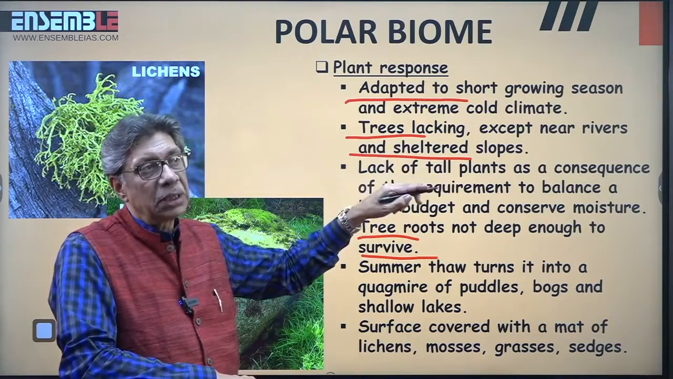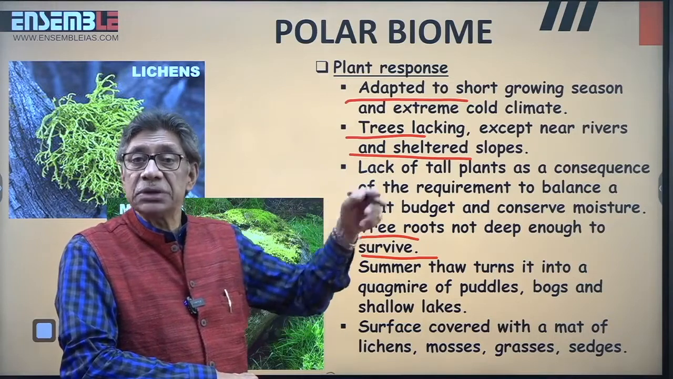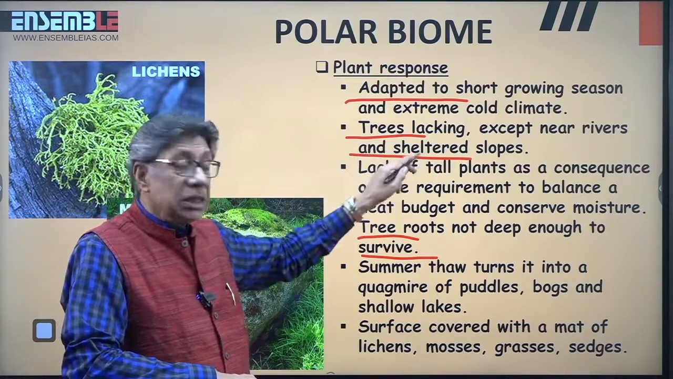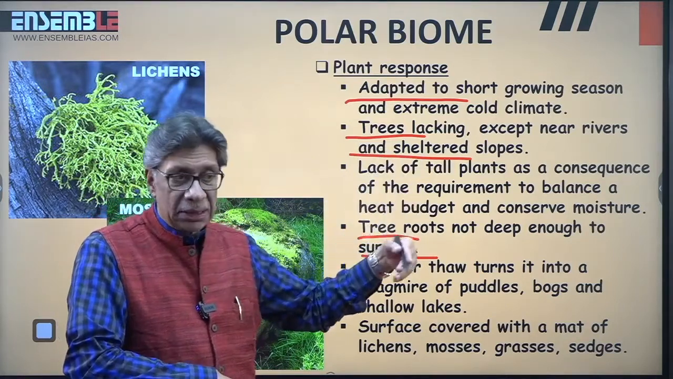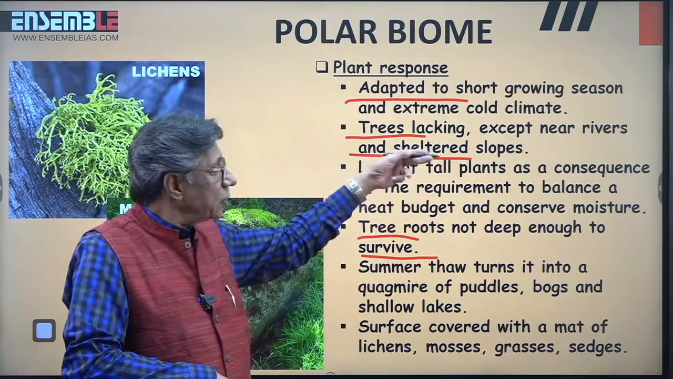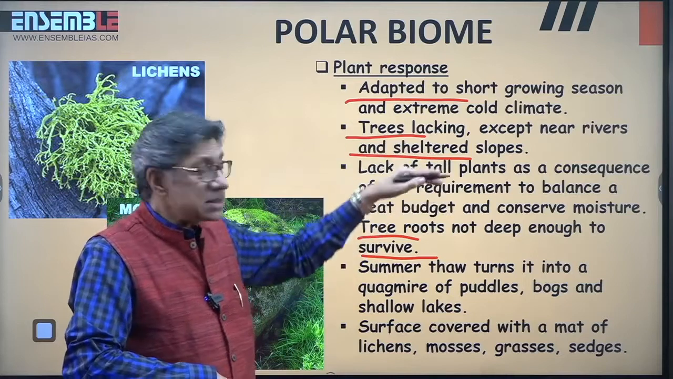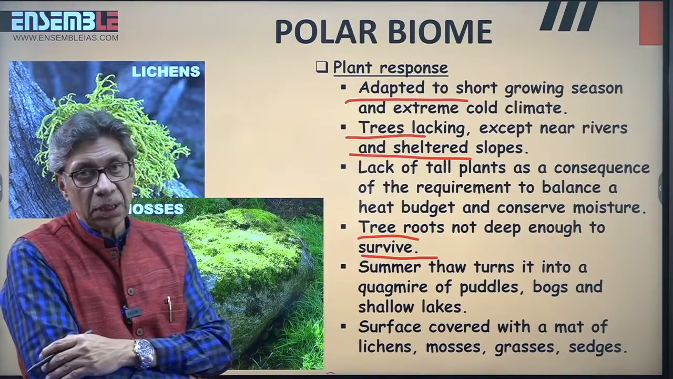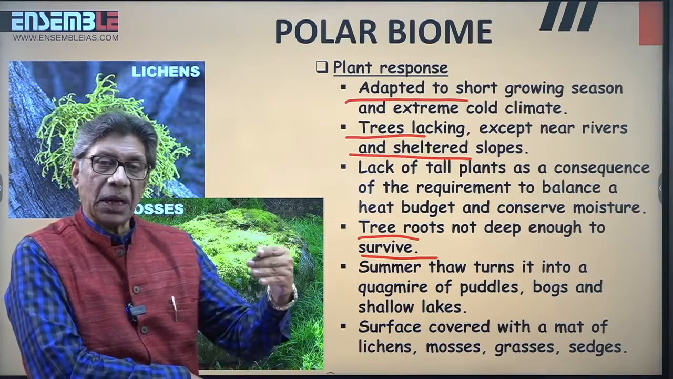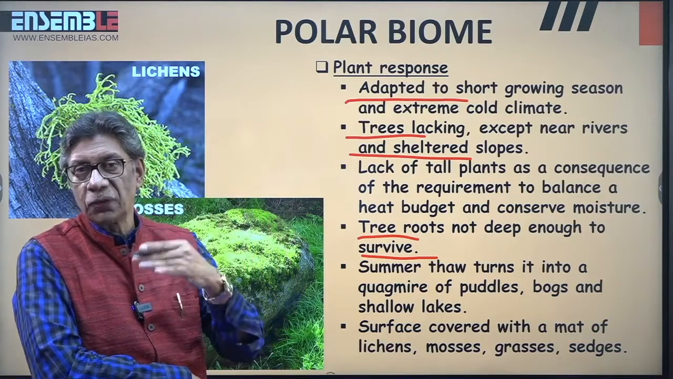They can be found near rivers because of one reason, and that reason is that there is a sufficient amount of water. They are lacking except near sheltered slopes. Sheltered slopes means those slopes which are sheltered, where the wind speed cannot be high. Sheltered not from anything else, sheltered from high speed winds. And this can be a question that can be asked to you in the prelims examination. That is the basic reason why tundra is treeless: reason number 1, 2, 3, and so on.